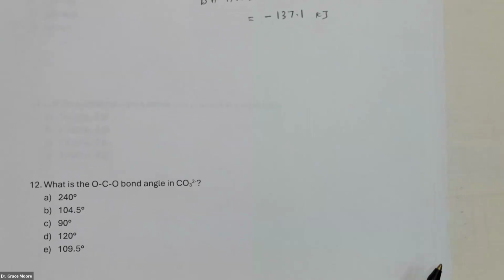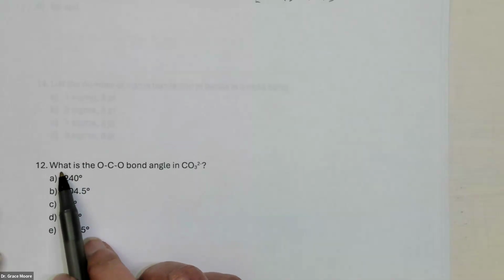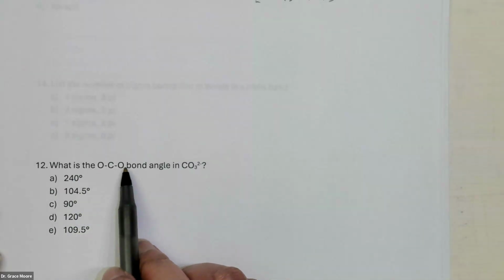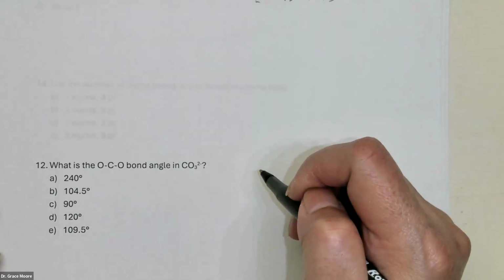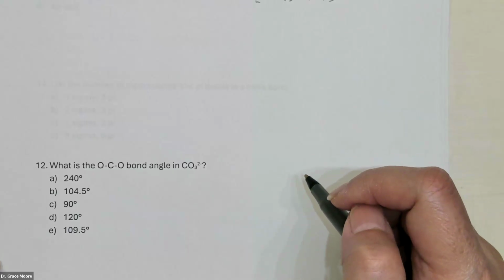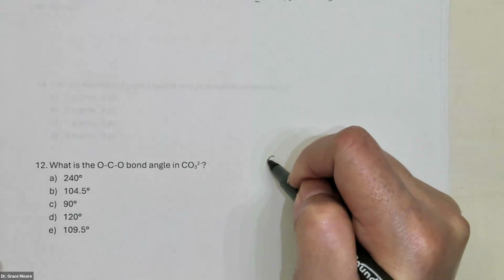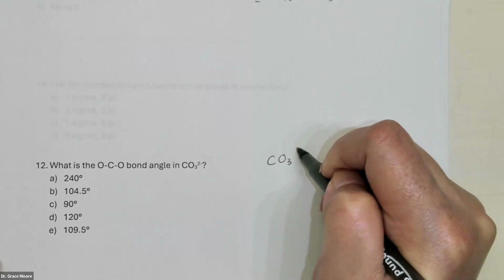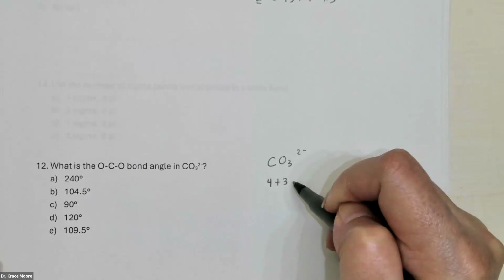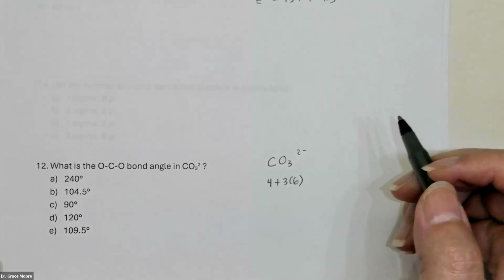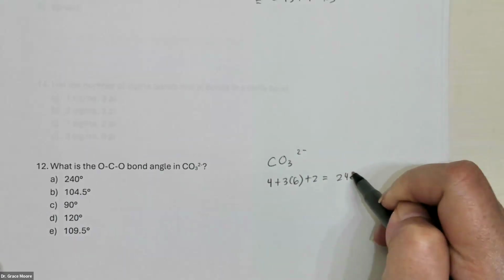All right, the next question. When you have CO3 2 negative, the question asks you, what is the oxygen to oxygen bond angle in CO3 2 negative? So we got to count how many valence electrons, draw it out, and then we can tell what type of geometry it is to tell the bond angle. So carbon, oxygen, 3 of them, 2 negative. 4 is the group of carbon, so 4 valence plus 3 times 6, because oxygen is in group 6, plus 2 electrons from there. So you have a total of 24 electrons.